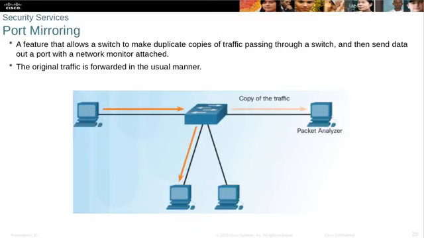This is normally a very, very good thing. It's good for performance, and it's also good for network security, because anybody plugging into another port on the switch can't see your traffic. However, if you wish to monitor traffic for legitimate reasons, it's nice to be able to set up what's known as port mirroring. This is a feature that allows the switch to make duplicate copies of traffic passing through the switch, and then send that data out of a port which has a network monitor attached.